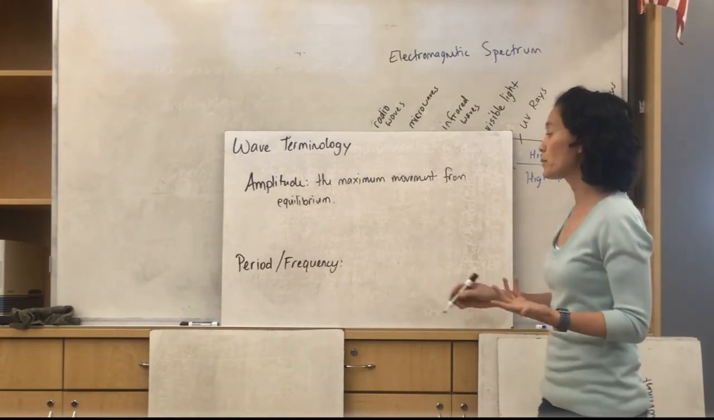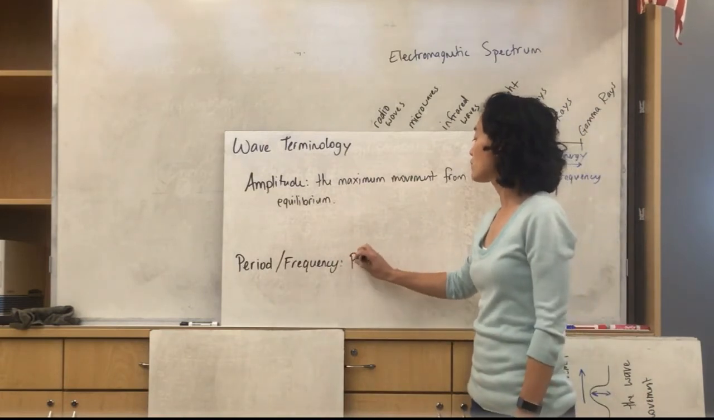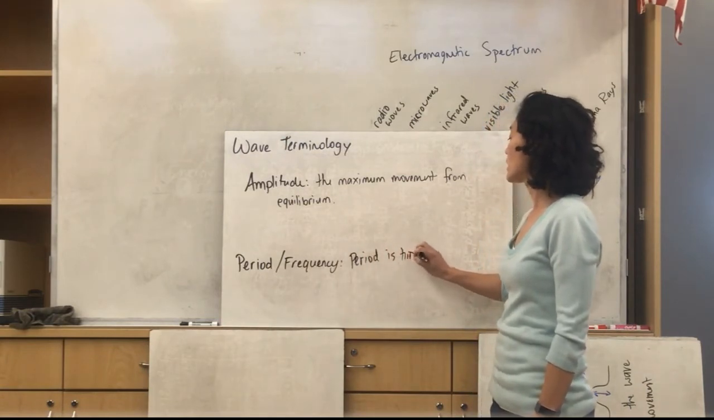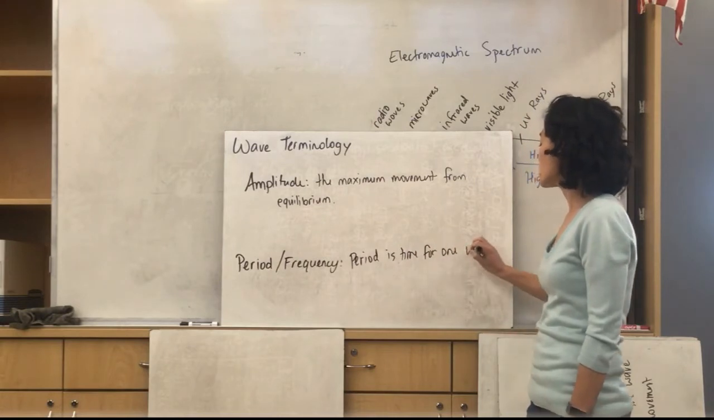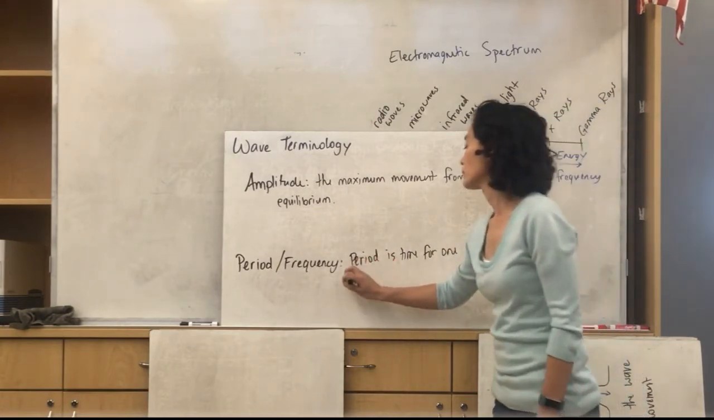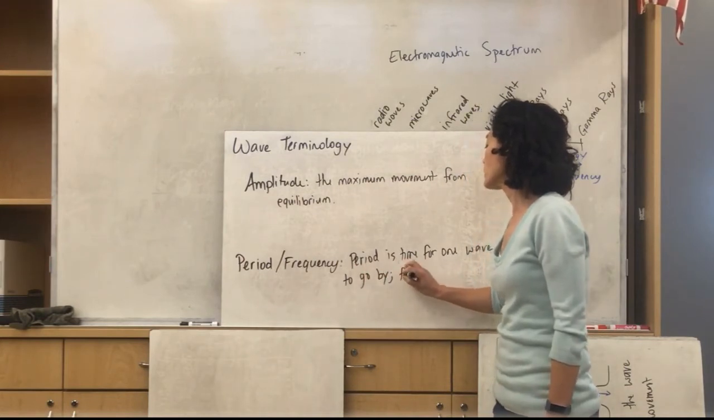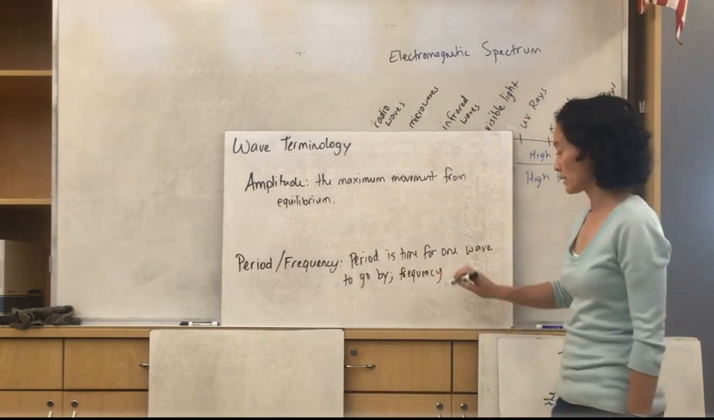And then recall that the period, or the frequency, so let's go for the period. Period is the time for one cycle. Or we can kind of think of it as the time for one wave to go by. And the frequency would then be the number of waves that goes by in 1 second.